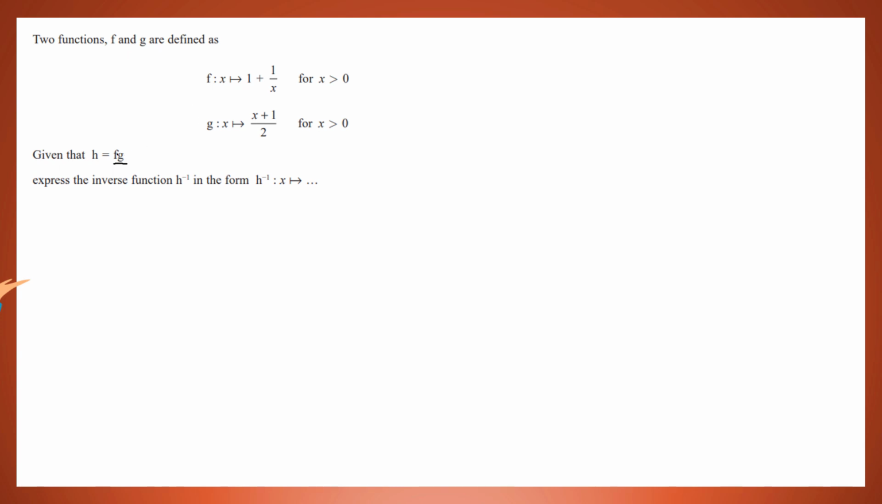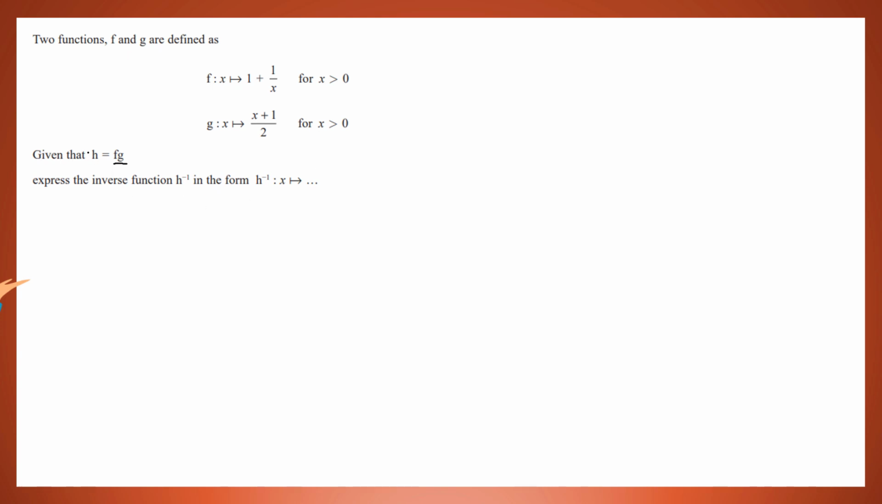as we know, when the two letters or the two symbols of the functions are written stuck together, there is no space in between, it means this is composition. Composition again is putting a function in another function, so we have a new result or a third function like h. We're having function f and then function g. When we made a composition, we got a third function which is h. The question says, given that h equals f composition g, express the inverse function h inverse in the form h inverse x goes to. So we need to find the inverse of h.